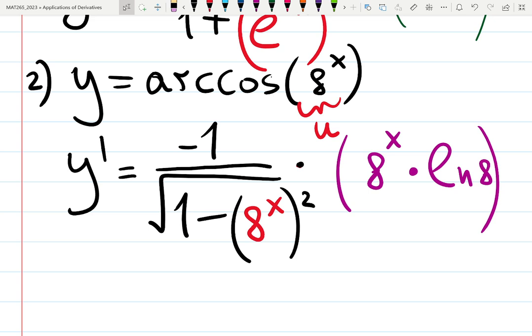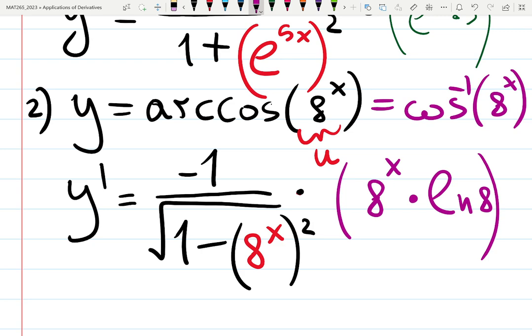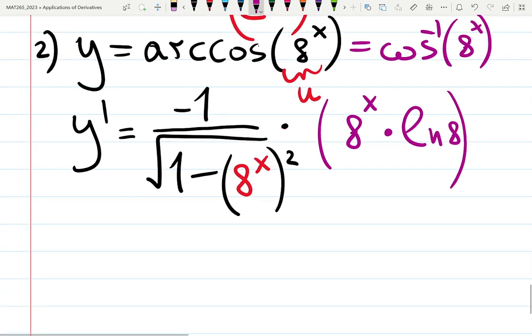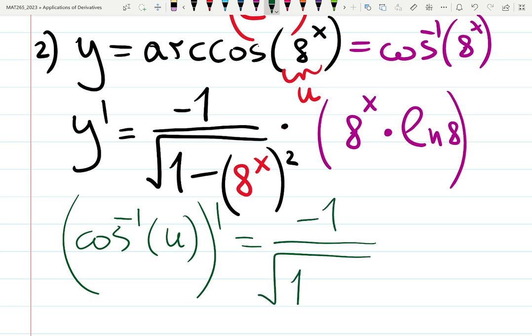Yeah? What happens to the cosine? Oh, cosine. This is arccosine. Yeah, thank you for asking. This is arccosine. You can also write it down as cosine minus 1 of 8 to the x. And then you go to the table, or hopefully you remember. Derivative of cosine minus 1 of u is, there's a formula, minus 1 over square root of 1 minus u squared. Square root 1 minus input squared.